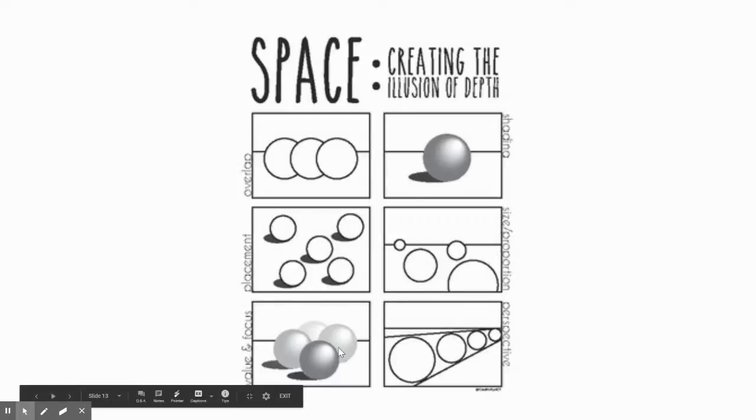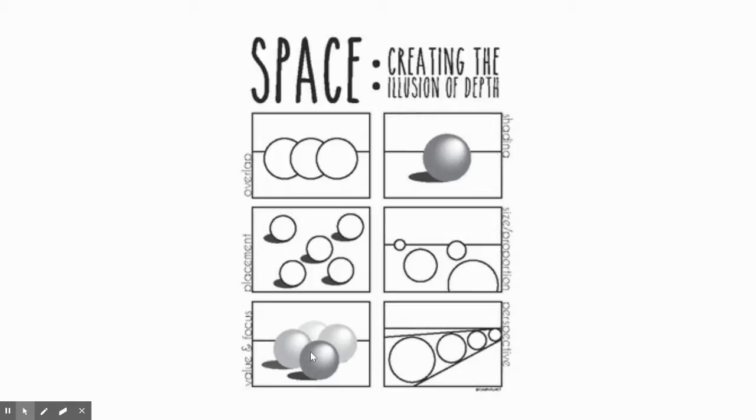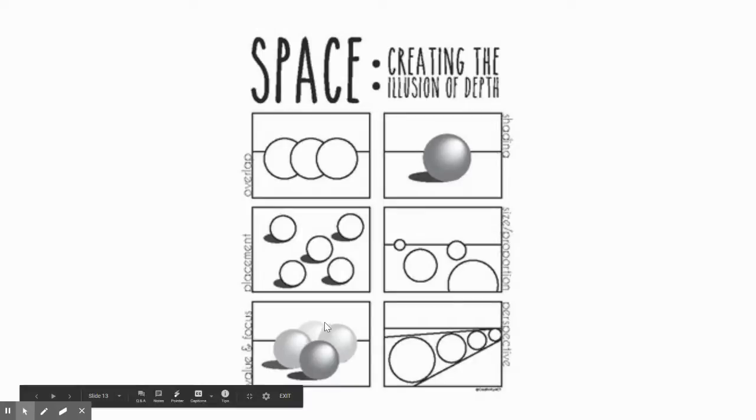So value and focus can also play into space. We are drawn to looking at this form up close, or up closer to us, because it is more in focus, because it looks like it's closer. This form looks like it's pushed in the back because it's not as shaded as this one. It looks like it's a little too far away, a little bit more fuzzy. And then space has a lot to do with perspective as well. And perspective is one of those words we want to pay attention to.